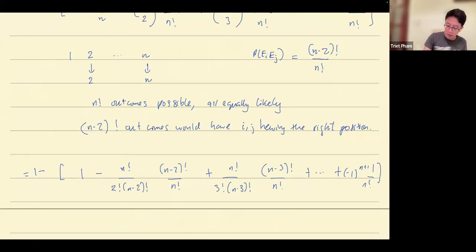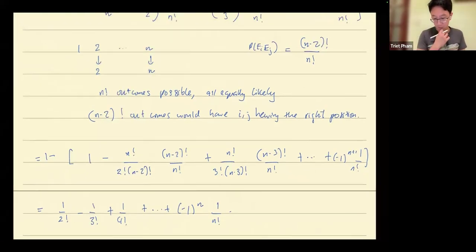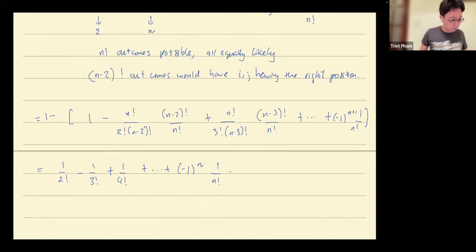And so now we can just finish this: this is 1 over 2 factorial minus 1 over 3 factorial plus 1 over 4 factorial, so on and so forth, until minus 1 to the n over n factorial. And that's the answer in general. Okay, any question?